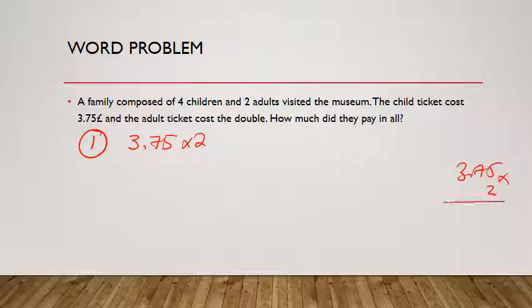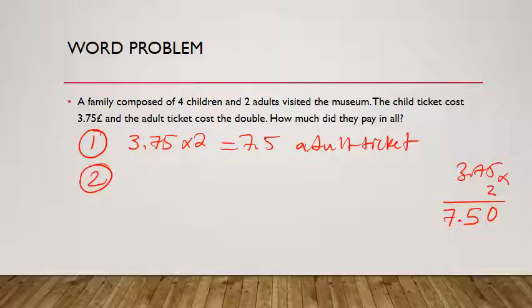Times 2. 2 times 5 is 10. 2 times 7 is 14, plus 1 is 15. 2 times 3 is 6, plus 1 is 7. And the point is here. So 7.5 is the adult ticket. Now let us find the total cost of the adult tickets, which is 7.5 times 2 because we have 2 adults, so it's 15.